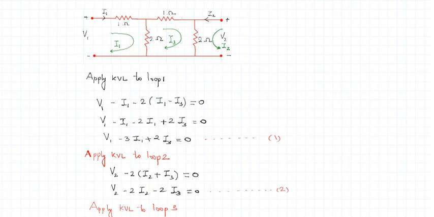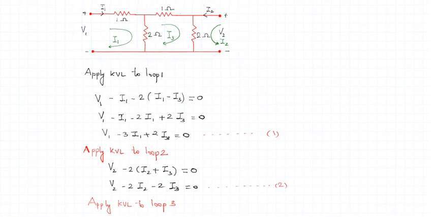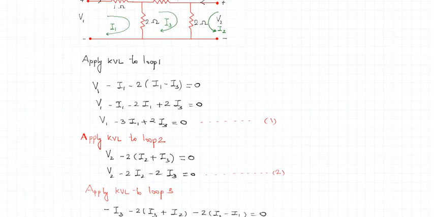Similarly, let us apply KVL to loop 2. This loop has only one network element, the 2 ohm resistor, so the equation is simpler. V2 minus 2 into the current through the 2 ohm resistor. The two currents are I2 and I3, and both flow in the same direction. That's why the equation is V2 minus 2 times (I2 plus I3). Simplifying this, we get an equation relating V2 to currents I2 and I3.